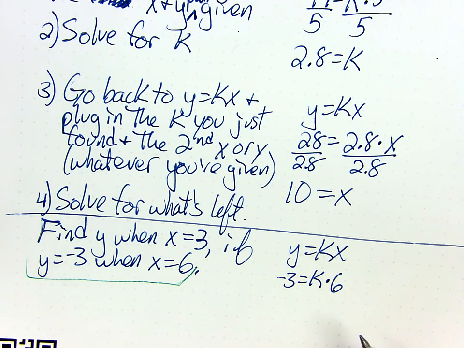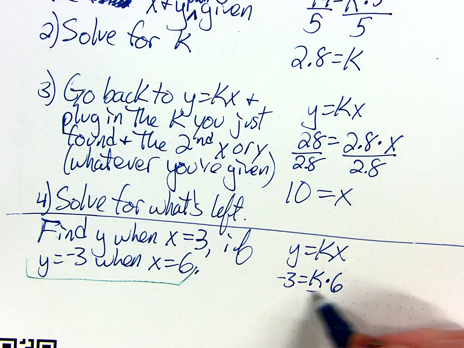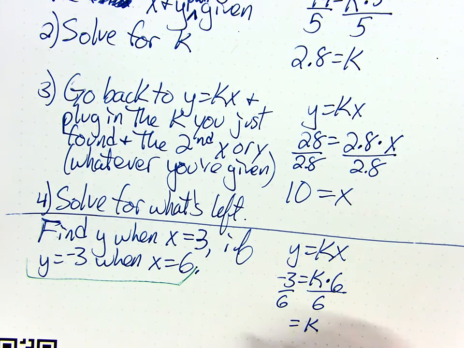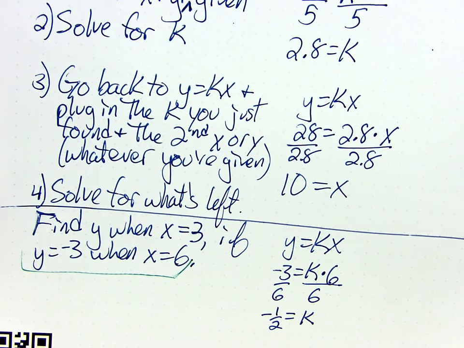Okay, so step 2 now says solve for k. All right, that's easy enough. Divide both sides by 6. What is negative 3 divided by 6? Negative 1/2, correct. Okay, now I know what k is, so step 2 is done.